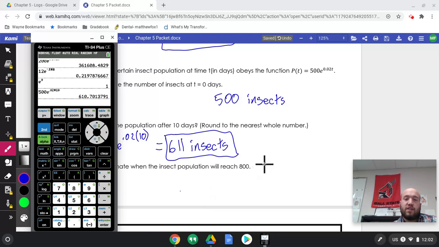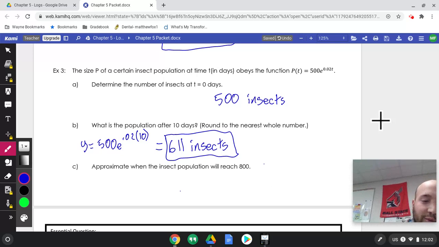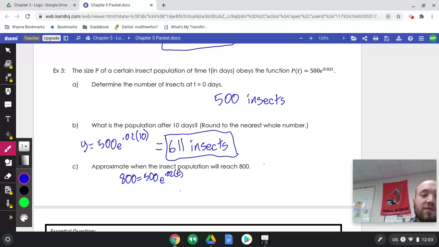And if we look here, we have a continuous growth rate of 0.02. If we think of that as a percent, that's a continuous growth rate of 2%. Remember, we'd move it over 2. So 2% per day. Now, it says approximate when the insect population will reach 800. So if we're going to do that, we want to know when will my answer be 800? When is y equal to 800? So we can set this up just like before, except now our t is the variable.